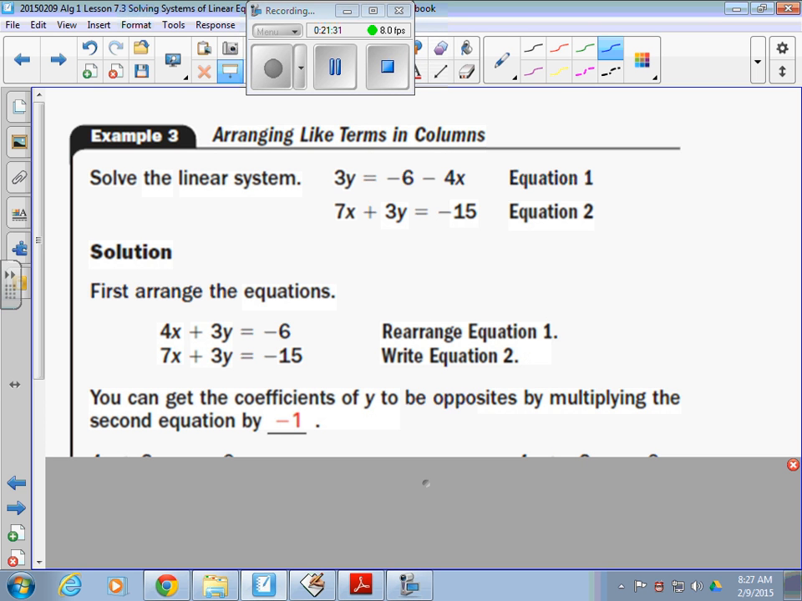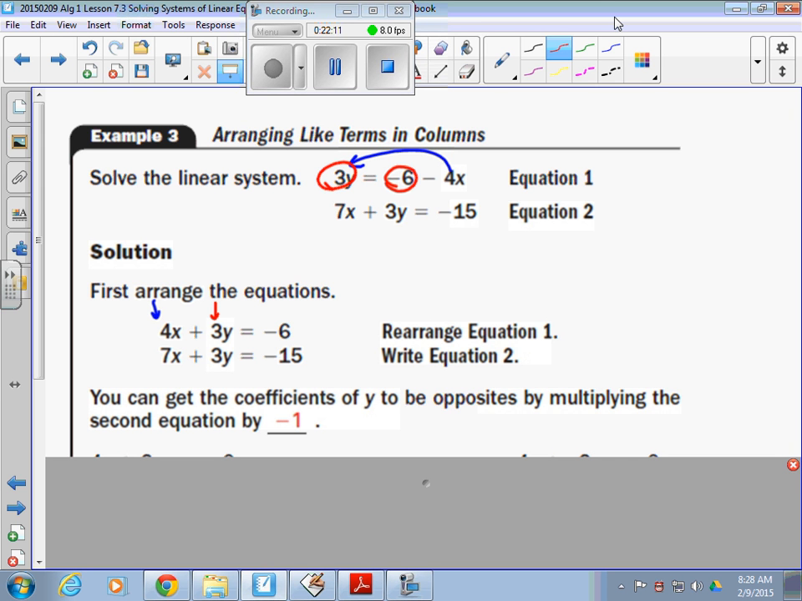So what we're going to do is bring this negative 4x. We know if it's negative 4x on the right, when we bring it over to the left, it becomes positive 4x. We have 3y already on the left side of the equation. Notice that one doesn't move. It stays positive 3y. And we have negative 6 already on the right side of the equation. So the only term we had to move was the negative 4x, and it became positive 4x. Now they're stacked on top of each other here. 4x plus 3y equals negative 6. 7x plus 3y equals negative 15. That's good. They're stacked on top of each other.